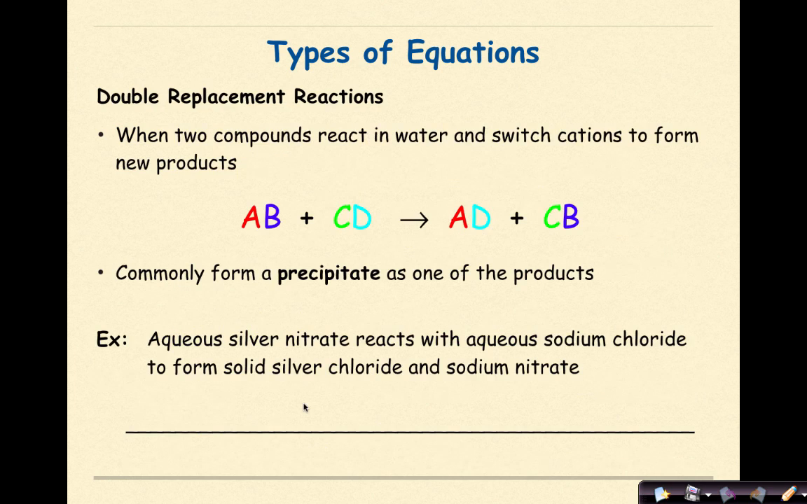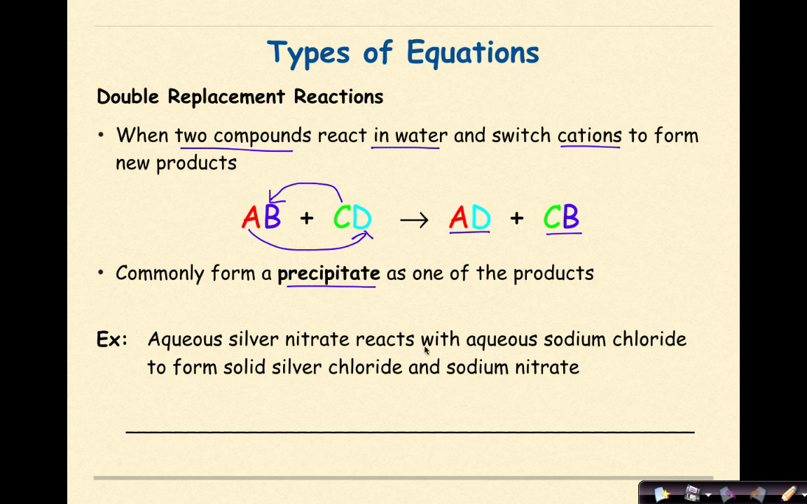Finally, double replacement reactions. When two compounds react in water, we'll typically find these in aqueous solutions, and switch cations to form new products. AB plus CD will yield AD and CB. So basically, the A is going to go with the D, and the C is going to go with the B. So that's where we see the AD and the CB. Over here, we are still listing, even symbolically, what we assume is our metal first and our nonmetal second. They commonly form a precipitate or a solid as one of the products.